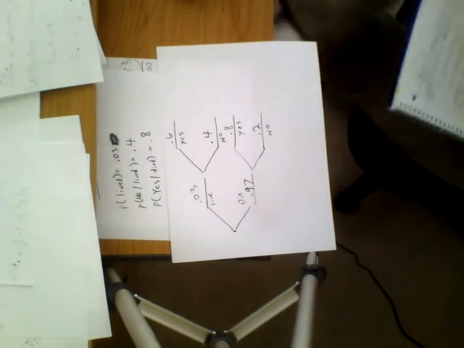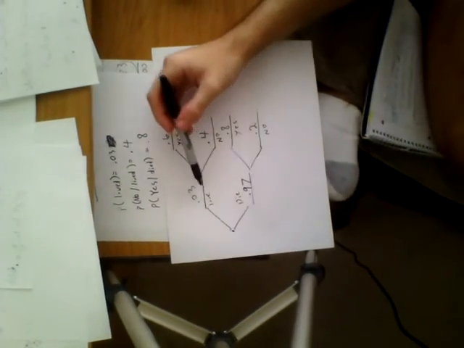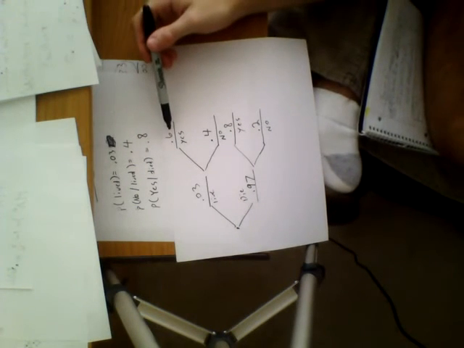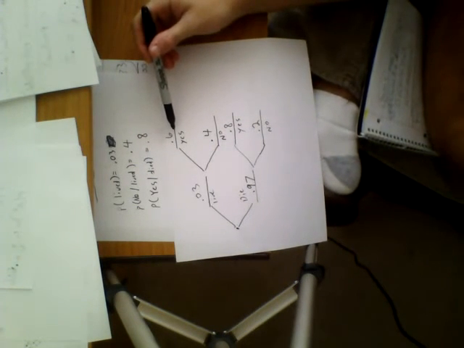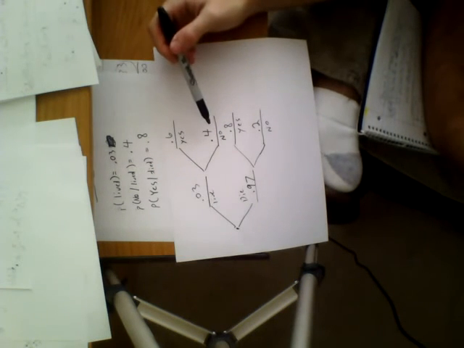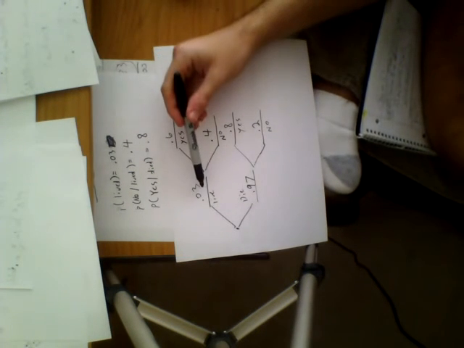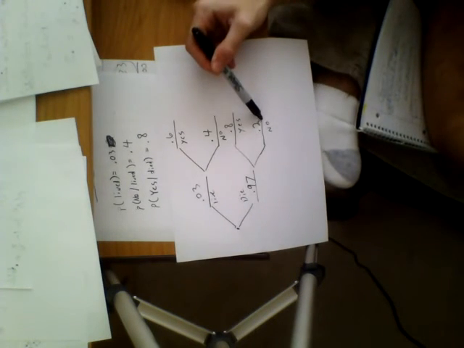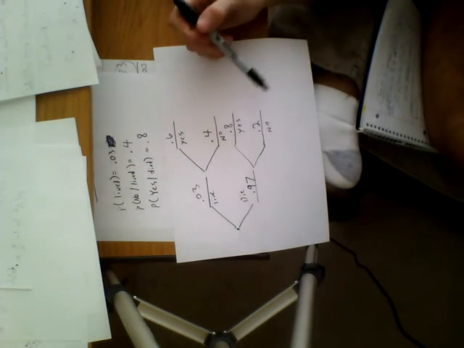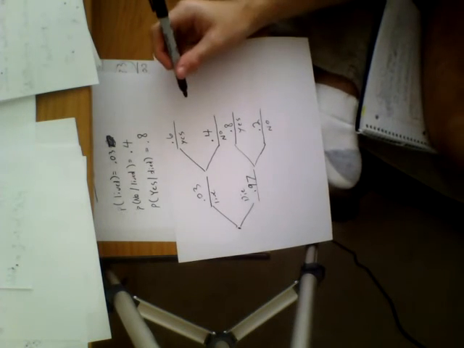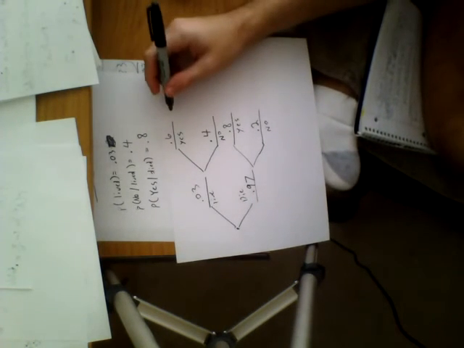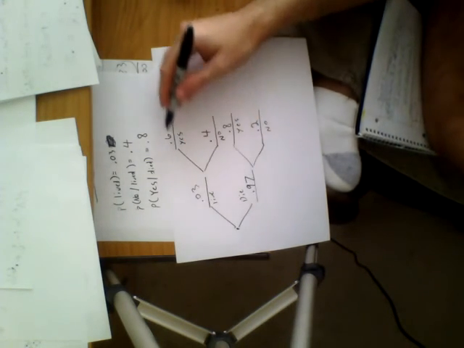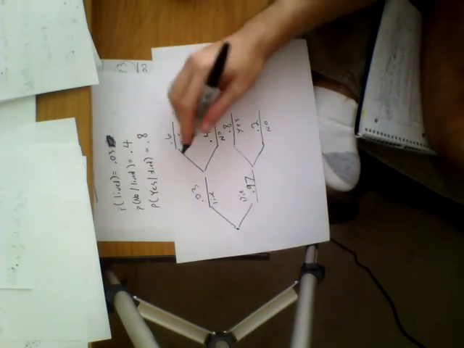So all of these things here, what this means: this is the probability of living. This is the probability of dying. This is the probability of yes, given that you live. This is the probability of no, given that you live. Probability of yes, given that you die. Probability of no, given that you die. It kind of goes in order here. Now, what you can do from here is multiply across these branches.